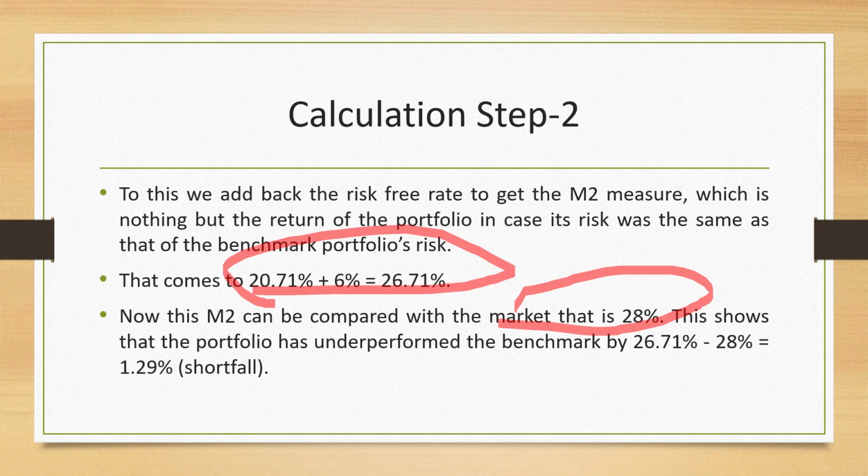So effectively what happens is you can see that the portfolio is underperforming by 1.29%. That is the problem here, because the portfolio return is 1.29% less than the market return, and that's what the M² or Modigliani measure is trying to tell us. If this number was more than 28%, there would have been an overperformance, but this is an underperformance.